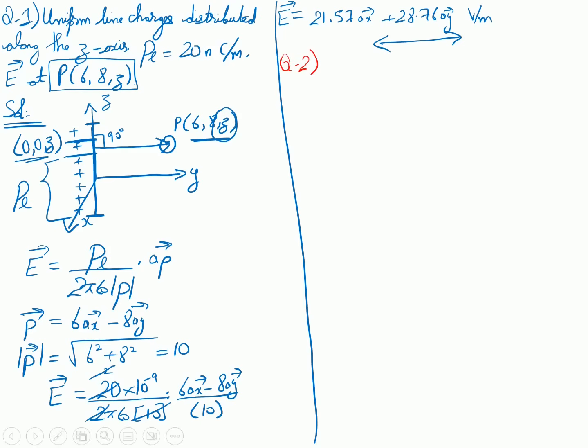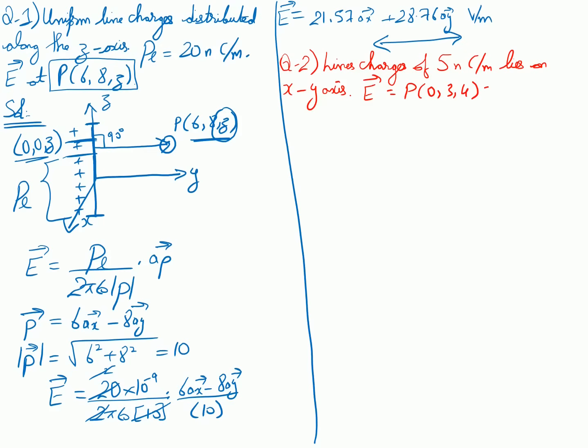And this time we say that line charges of value 5 nanocoulomb per meter are lying on the x and y axis. So now we have two lines. We need to find E. Let's say I want to find E at the point 0, 3 and 4. This is what I want. Again, we know that the line charge is now lying on the x and y axis, and the point of interest is at 0, 3, 4.